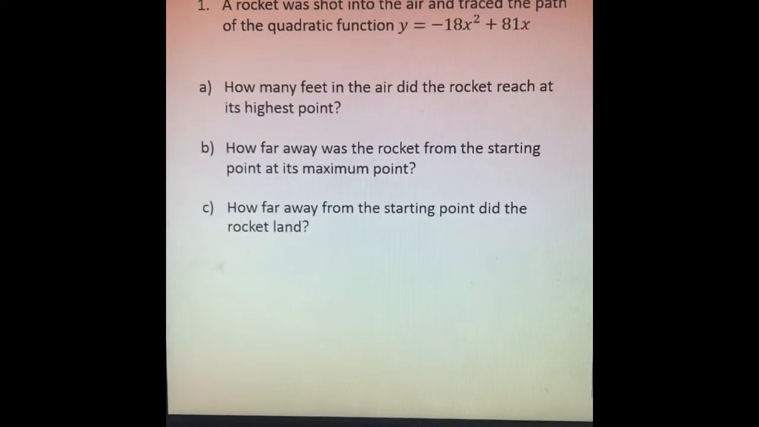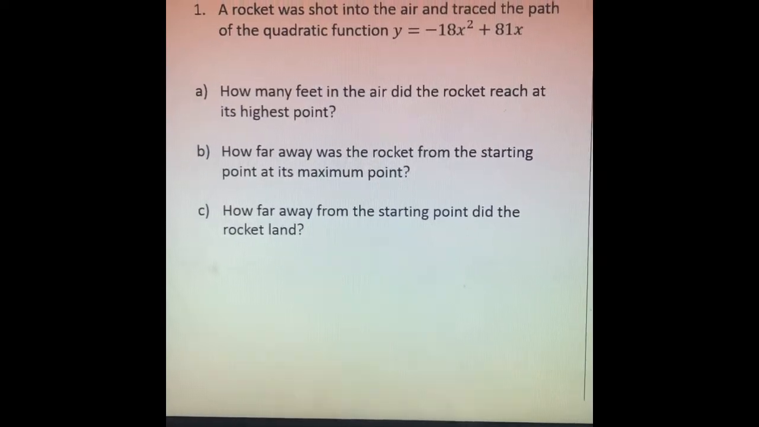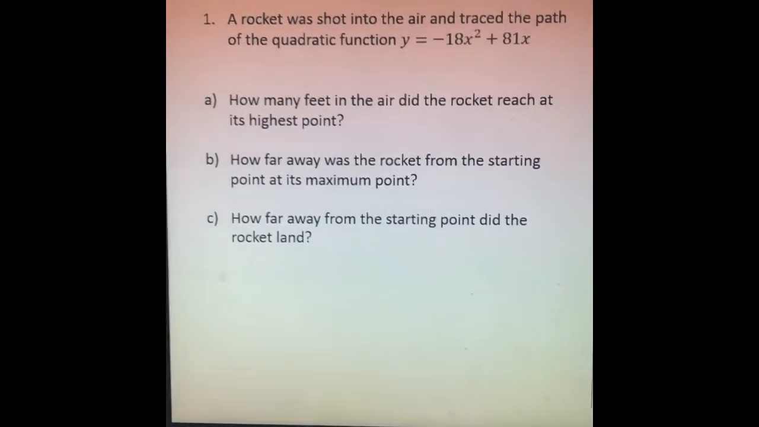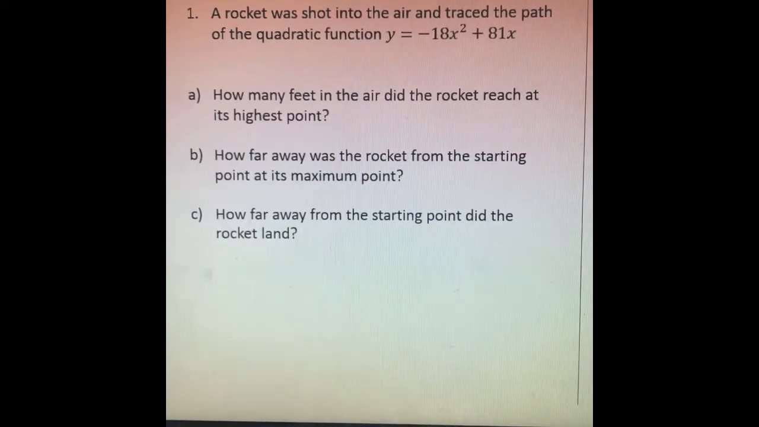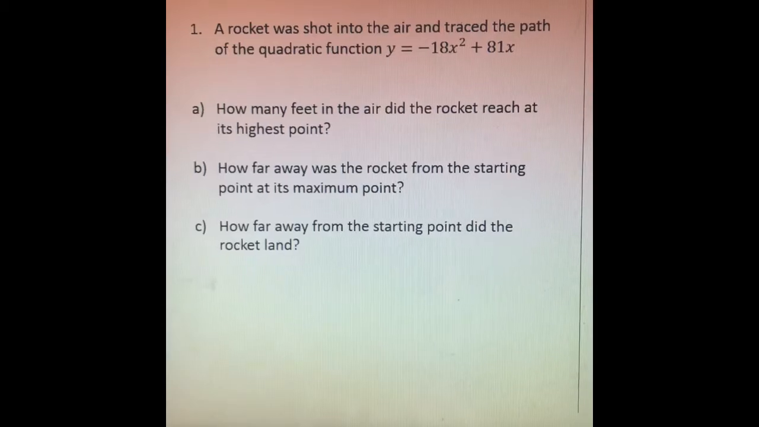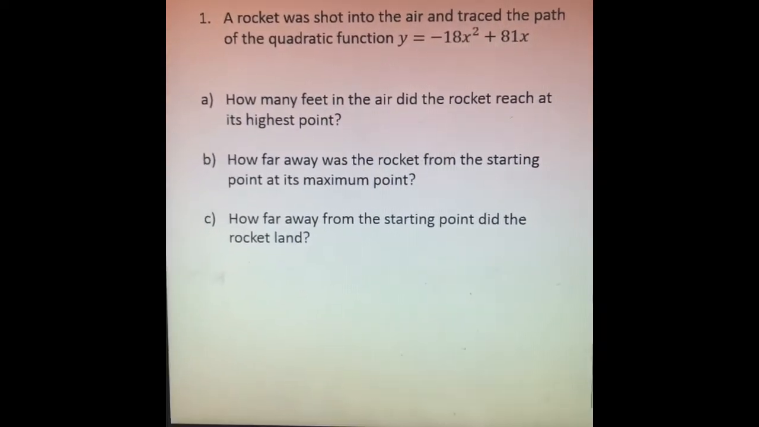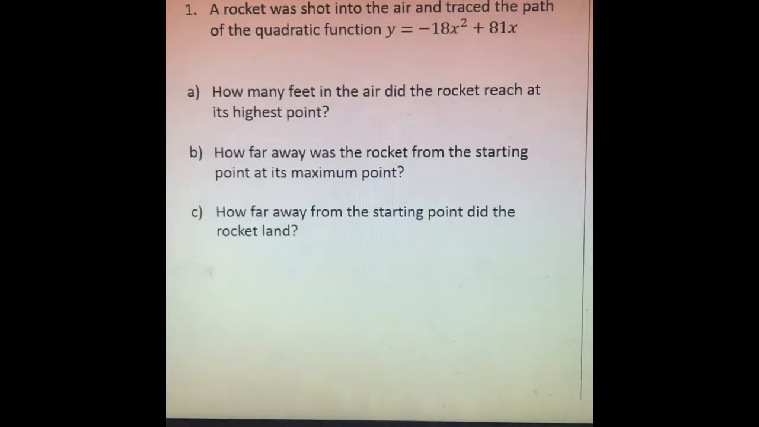So here's our example question for the day. It reads, a rocket was shot into the air and traced the path of a quadratic function y equals negative 18x squared plus 81x. We are going to answer how many feet in the air the rocket reached at its highest point, how far away the rocket was from the starting point at its maximum point, and how far away from the starting point the rocket landed.